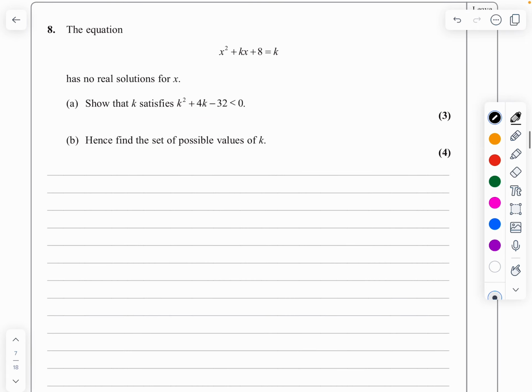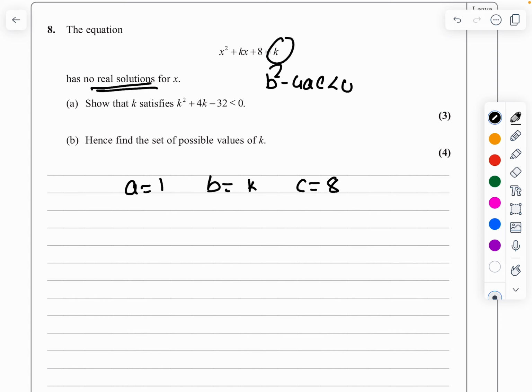Next question has no real solutions, means b square minus 4ac is less than 0. So a equals 1, b equals k, c equals 8. Before that, but we have k, right? So what am I going to do? Bring that k also to the other side. Plus 8 minus k equals 0. So c is 8 minus k.